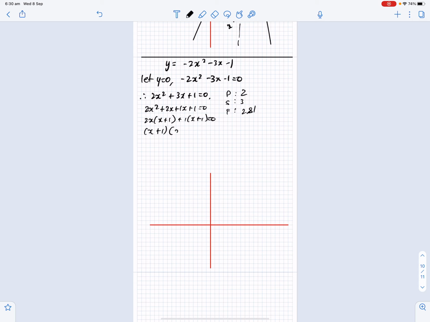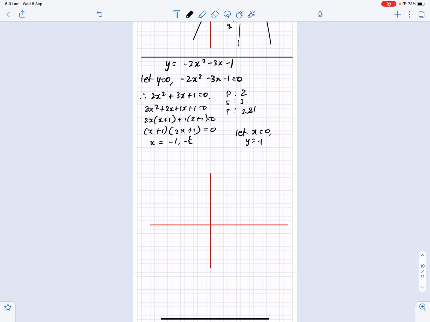If you can't remember how to solve non-monic, you can go back and look at the factorizing tutorials that I've done. But the point is that minus 1 and minus a half are the two x-intercepts. Now the y-intercept, you're going to let x is equal to 0, and you're going to get y is equal to minus 1.